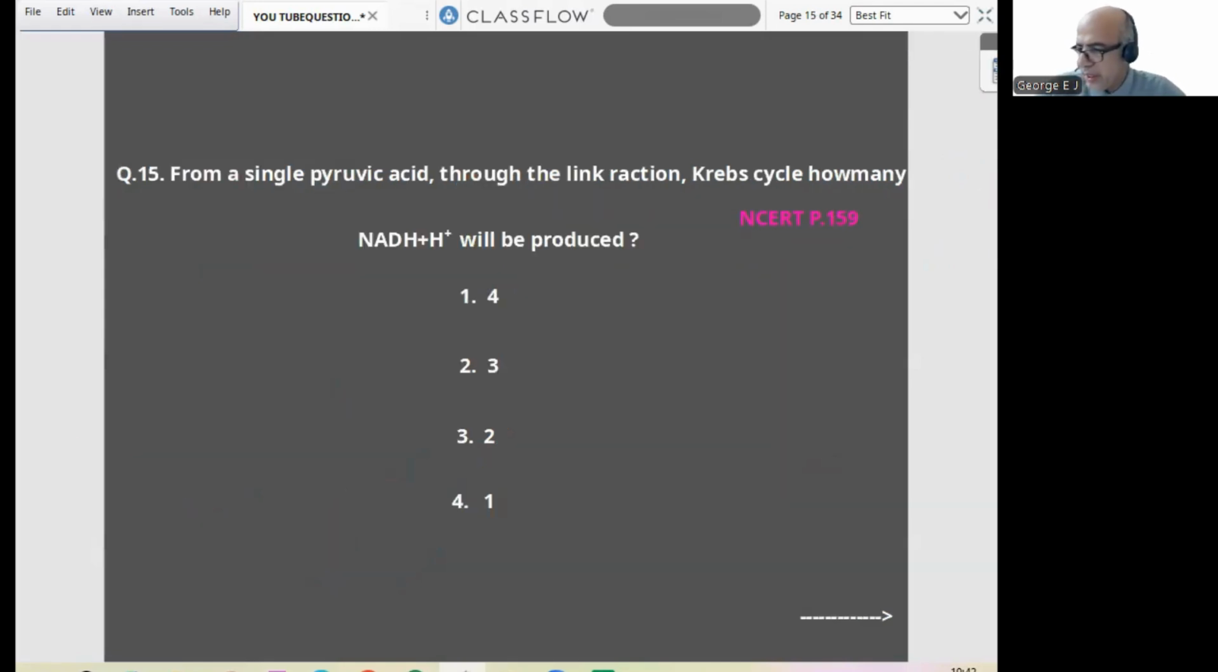15. From a single pyruvic acid through link reaction and Krebs cycle, how many NADH2 will be produced? So single pyruvic acid, that wording we should take care. Single pyruvic acid that enters into oxidative decarboxylation, there we can find one NADH2 will be removed. Now Krebs cycle, 3 NADH2 will be produced. So total will be 3 plus 1, 4 NADH2. So answer should be 1.